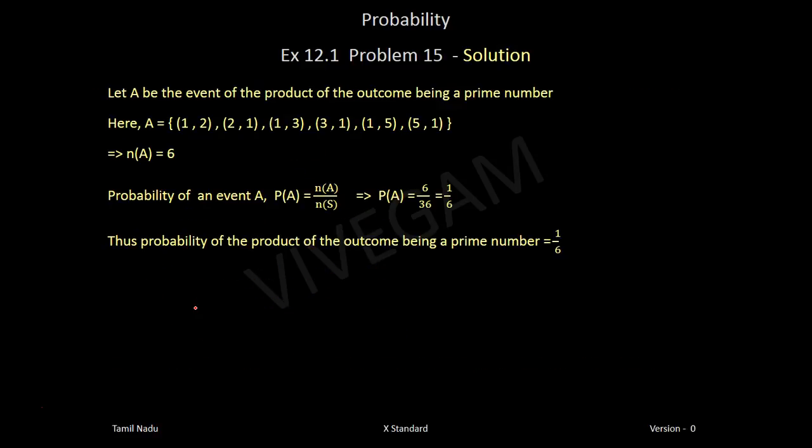So all the possible outcomes are, okay, we know the prime numbers are 2, 3 and 5. So when will you get 2, 3, 5? Whenever you get 1, 2 or 2, 1. 3 means 1, 3 and 3, 1. And 5 means 1, 5 or 5, 1. So there are 6 outcomes.